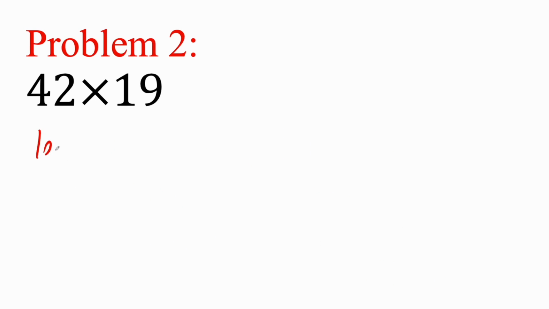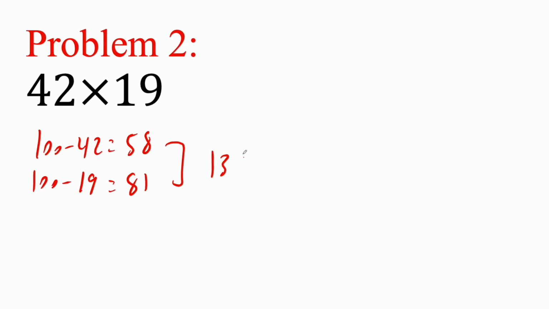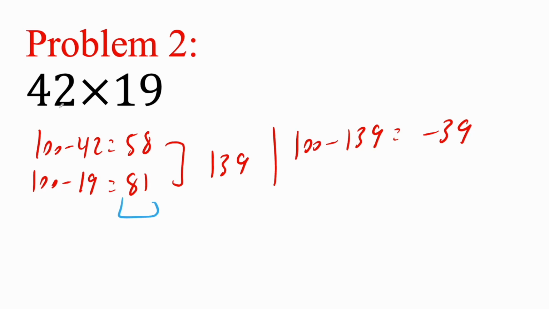So again, 100 minus 42, we get 58. 100 minus 19, we get 81. And if we add it, we get 139. And 100 minus 139 is equal to negative 39. So you might say, oh, we got a negative, we can't do this. But again, we'll see why it works. Likewise, 58 times 81, that's even harder than 42 times 19. So again, really no purpose in doing this, but why not?